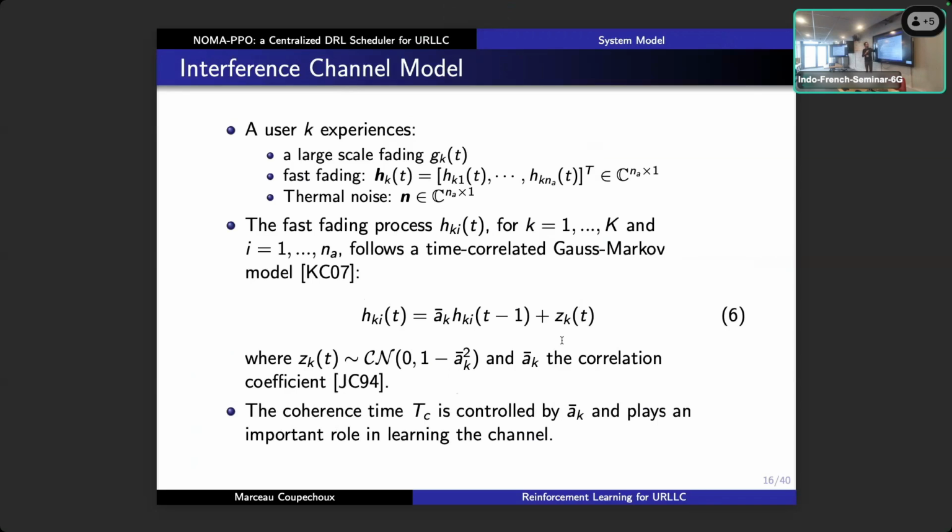If I look at the channel, we have a very traditional model with large-scale fading, fast fading, and thermal noise, with several antennas at the base station and one antenna at the devices. We have introduced a process for the fast fading that follows the classical Gauss-Markov model, which depends on this correlation coefficient that itself depends on the speed of the user. I say this because the coherence time of the channel plays an important role in the learning process.